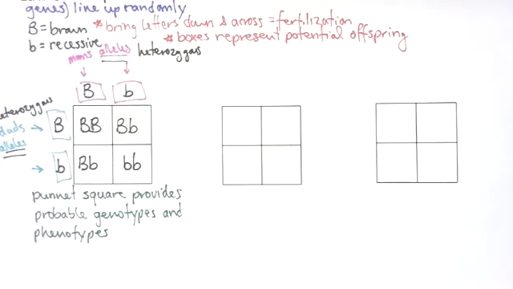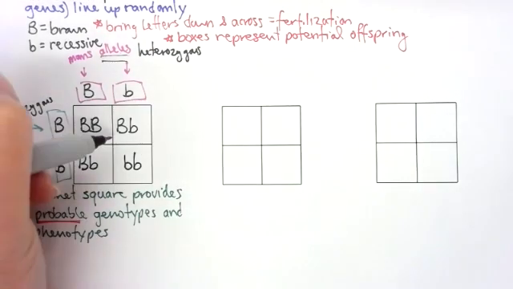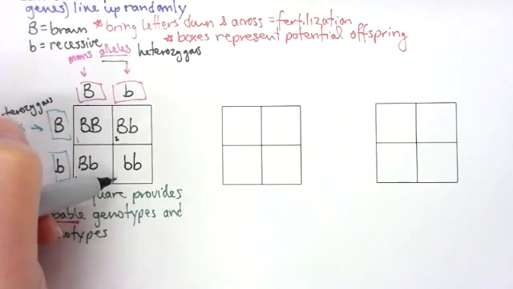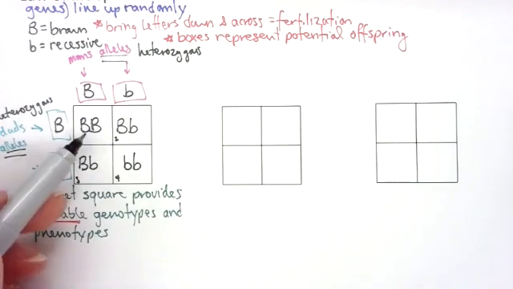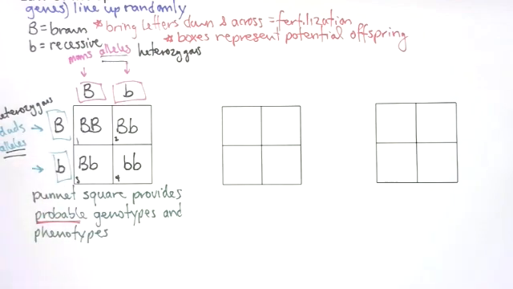Probable, and the key word here, and I'm going to underline this in red, is probable. So if you look, I have 4 possibilities. I've got 1, 2, 3, 4. Possibility number 1 is homozygous dominant. So this means that I have a 1 in 4 chance of being homozygous dominant.